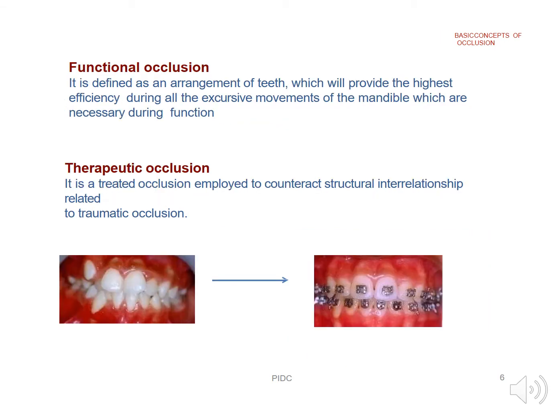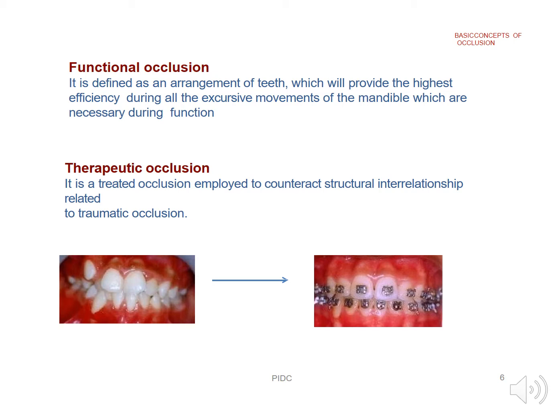The fourth one is a functional occlusion. It is defined as an arrangement of teeth which will provide the highest efficiency during all the excursive movements of the mandible which are necessary during function. The key word for this definition is the highest efficiency.